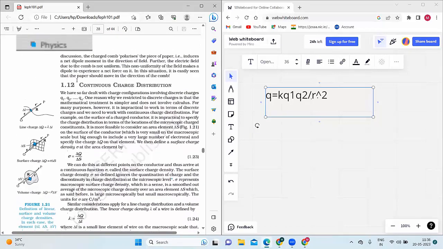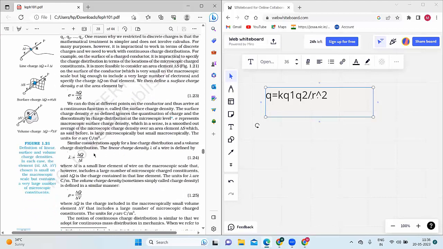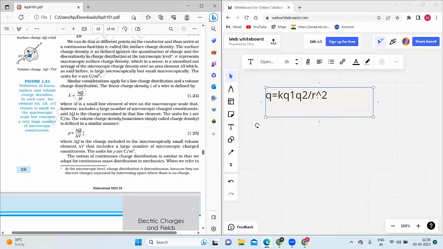Continuous charge. Till now we discussed point charges that are discrete in nature. But if we want to calculate the field created by a body which has a continuous charge, we will use charge density: charge carried by the body per unit area, or a line charge carried per unit length, or a volumetric charge ρ, charge carried per unit volume.